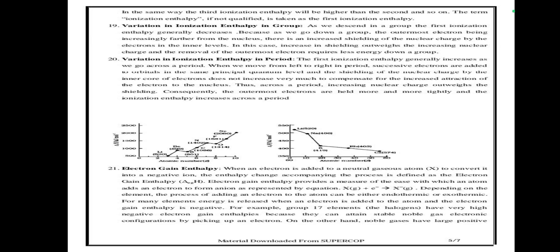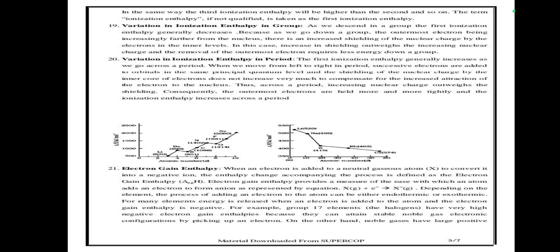Next point, electron gain enthalpy. When an electron is added to a neutral gaseous atom X to convert it into a negative ion, the enthalpy change accompanying the process is identified as the electron gain enthalpy. Electron gain enthalpy provides a measure of the ease with which an atom adds an electron to form an ion, as represented by the equation X plus electron gives X negative.